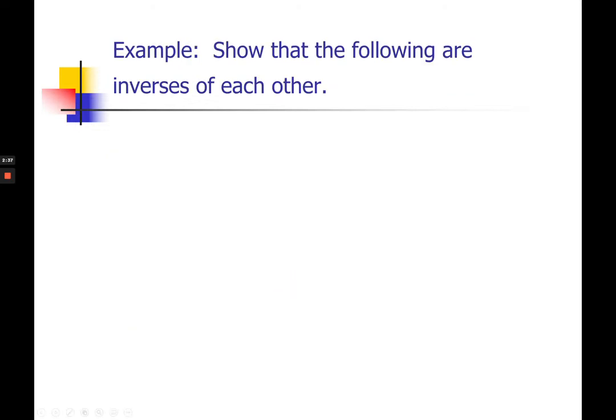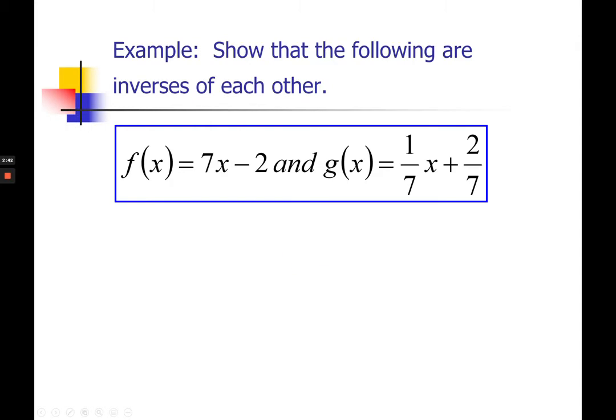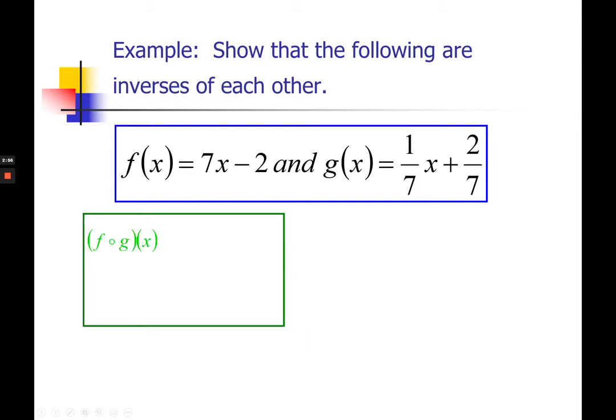Now, let's have the example. Show that the following are inverses of each other. Given function f of x is equal to 7x minus 2 and g of x is equal to 1 over 7 x plus 2 over 7. What do we do? First, we can try f composed with g of x. This means that in the function f, the whole value of g will be plugged in for x.